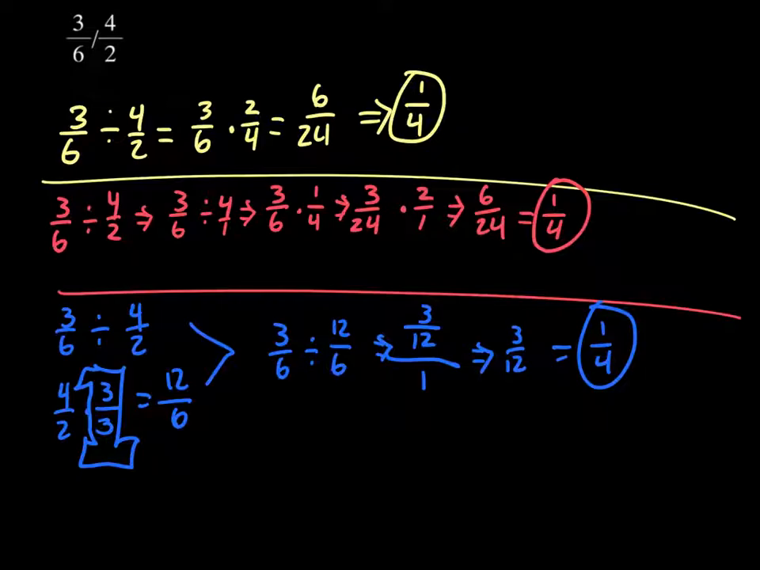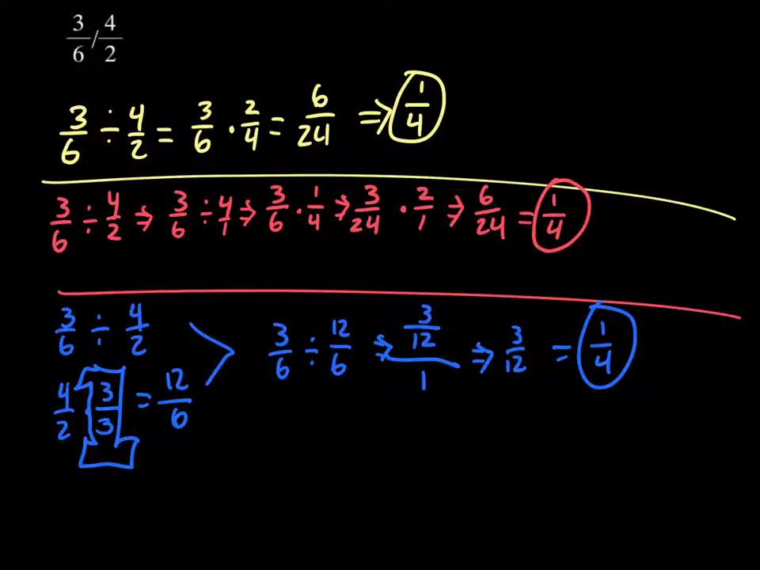Okay, try one more, whichever way you prefer. 3/6 divided by 4/2. Okay, I did the same thing here, where the first one in yellow, we showed you multiplying by the reciprocal, which gets you 6/24 and a solution of 1/4. Here we divided by the numerator and then multiplied by the denominator to get the same solution, 1/4.